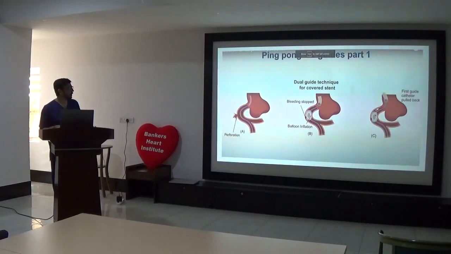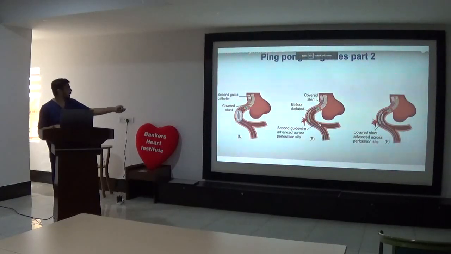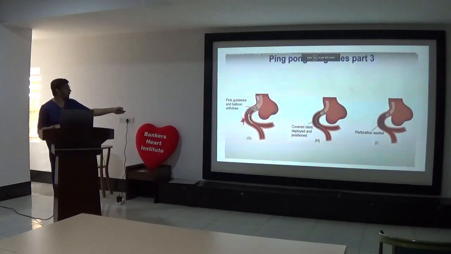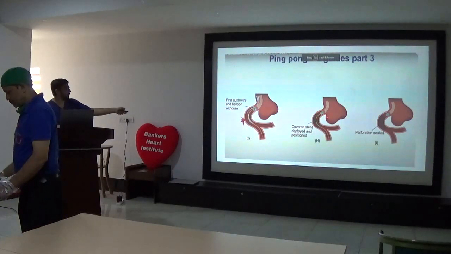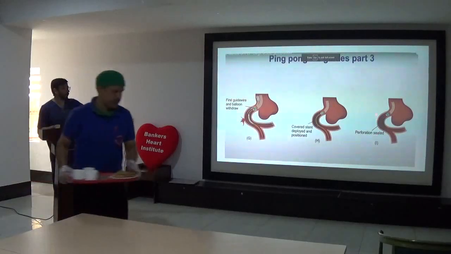This is the second technique, the ping pong technique, because it uses two guide wires. This is the perforation site. In this technique, we inflate the balloon, but it couldn't stop the bleeding. So first we have to disengage from this point to make entry for the second guiding catheter. After inserting, we inflate and deflate, and again deflate to insert the second guide wire and the cover stent. After insertion, we put in the first hardware or equipment, and then the cover stent is deployed and the perforation is sealed.